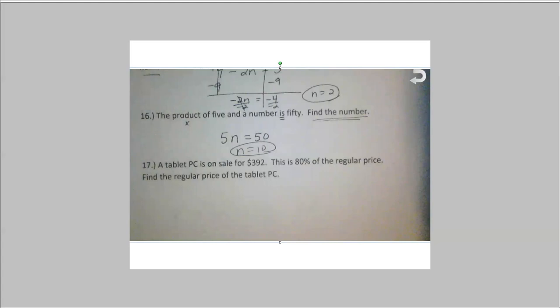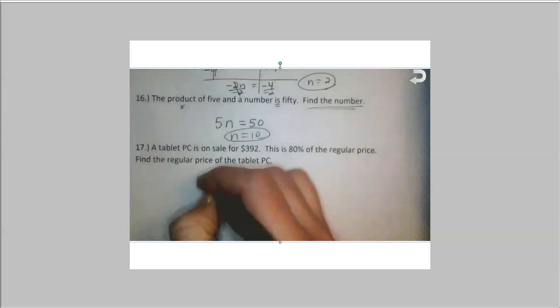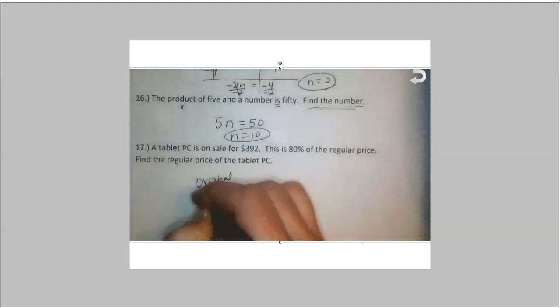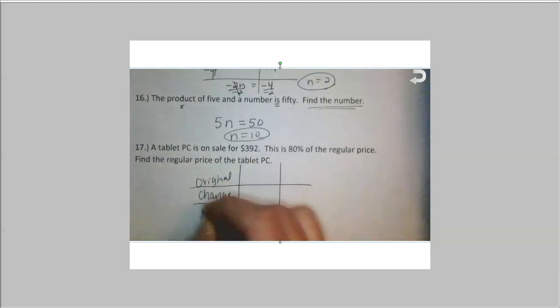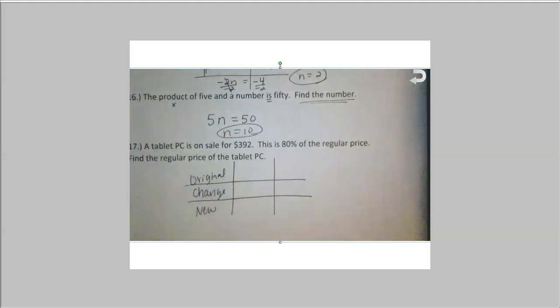It says a tablet PC is on sale for $392. This is 80% of the regular price. Find the regular price of the PC, okay? We do not know what the regular price is. Okay, so I'm going to use what's called an original, change, and new ratio box, okay? You can find this in your textbook.